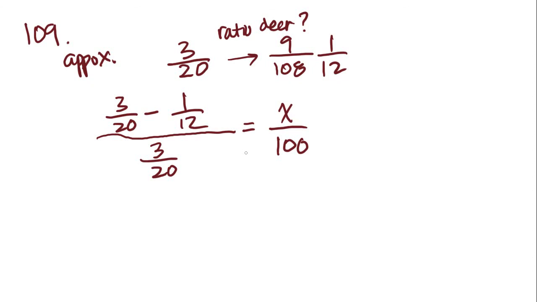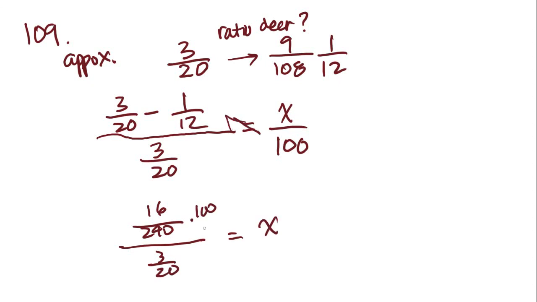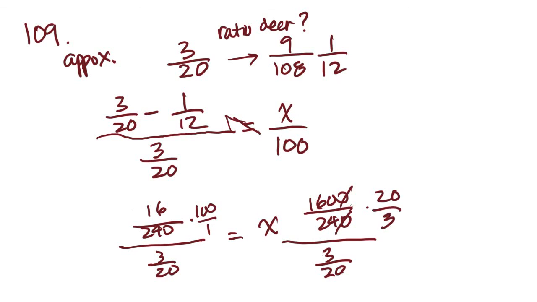All right, let's do the computation. 20 times 12 is going to be 240. 36 minus 20 is going to get you 16. That's going to be over 320. Cross multiply the 100. 100 is X. It's going to be 1600 over 240, cancel out the zeros. That's going to be over 3 over 20, which is the same as saying 20 over 3. We can simplify.